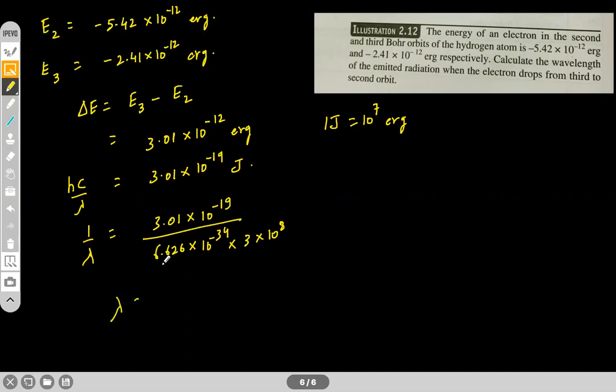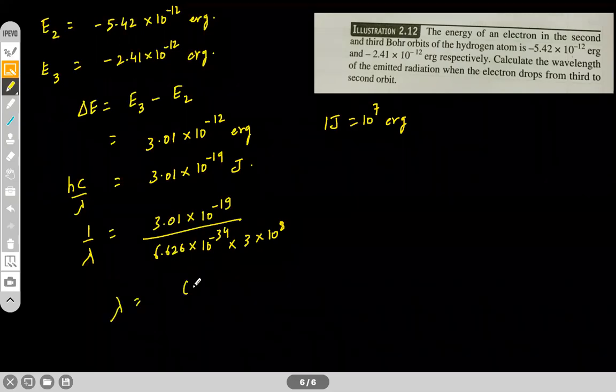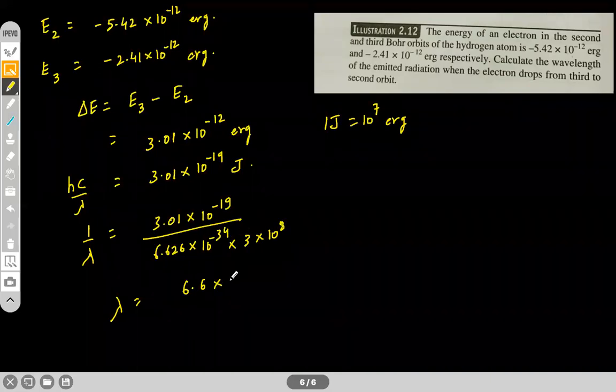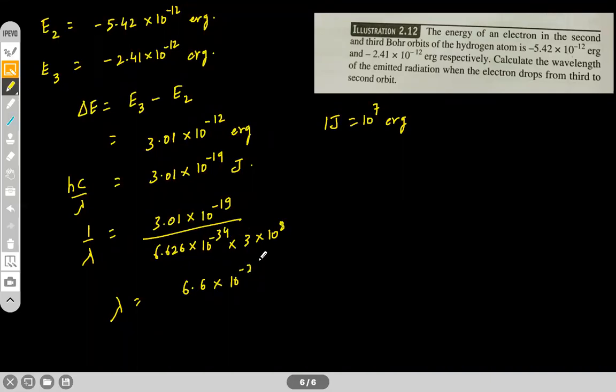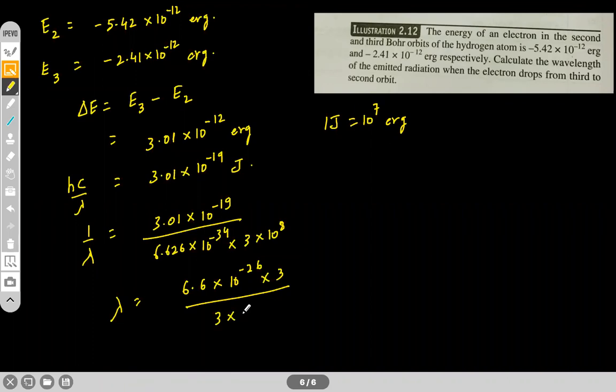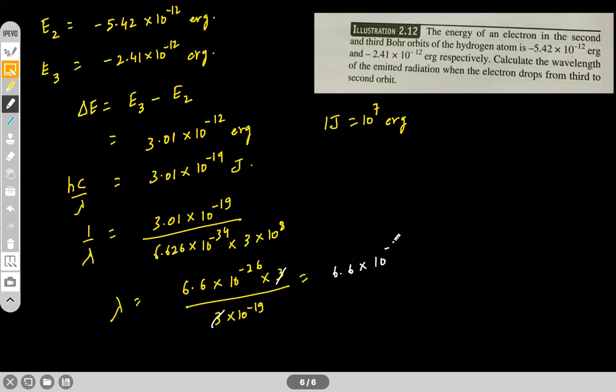So lambda is equal to, suppose 6.626, I am assuming this as 6.6. 34 and 8, so it is 10 to the power minus 26. 3 we already have. 3.01, I am assuming it as 3 into 10 to the power minus 19. Depending upon the data, you can take this approximation. Obviously 3 and 3 get cancelled, and this becomes 6.6 into 10 to the power minus 7 meter.